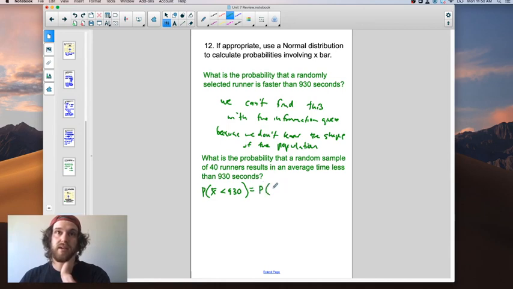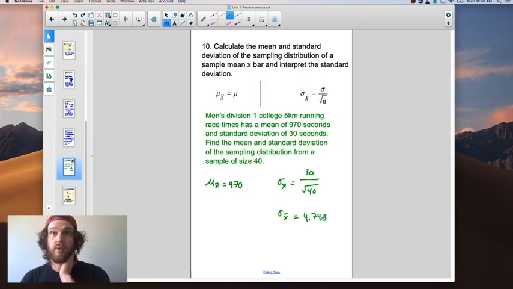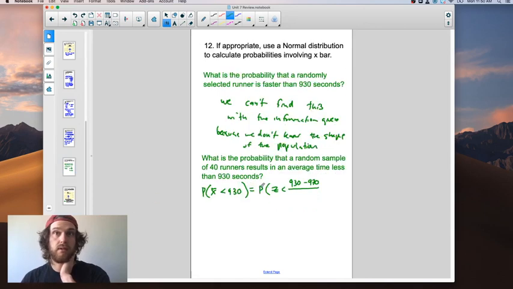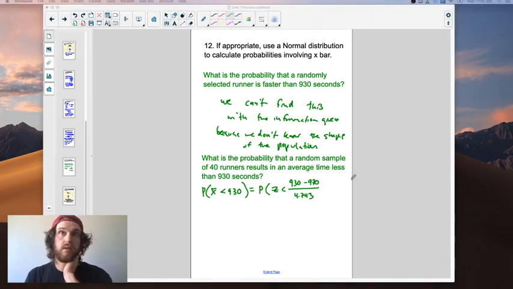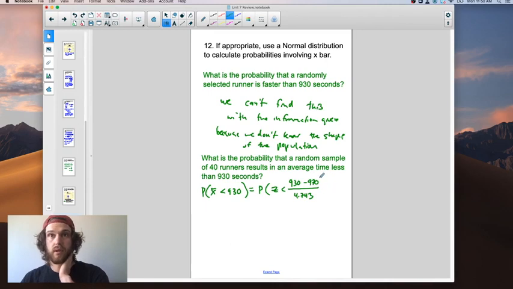The probability that x bar is less than 930 seconds is equal to the probability that z is less than 930 minus 970 divided by the standard deviation for sample size 40, which is what we found, 4.743. Let me pull up the correct sheet here. All right. And when we boil that down, it's really the probability that Z is less than negative 8.43.